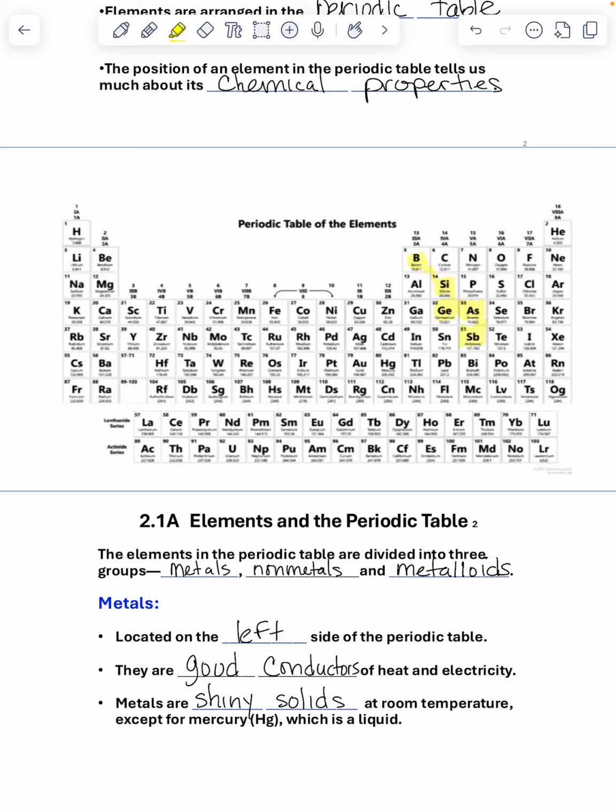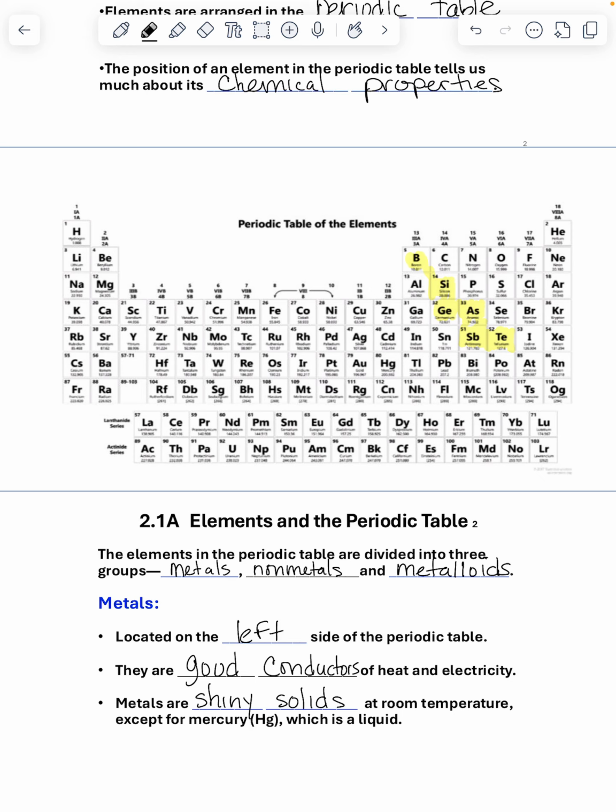We have antimony, and we have tellurium. So as you see, by marking these, you can see kind of the stair-step look of the metalloids. And as I said, this is the dividing line then between metals and nonmetals.